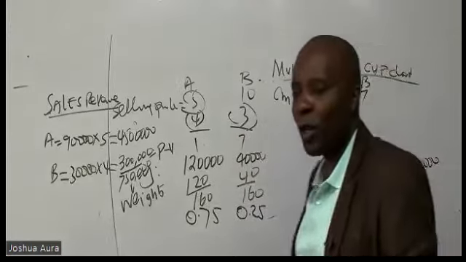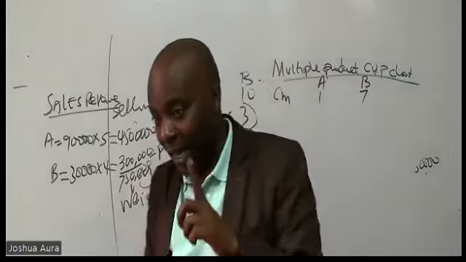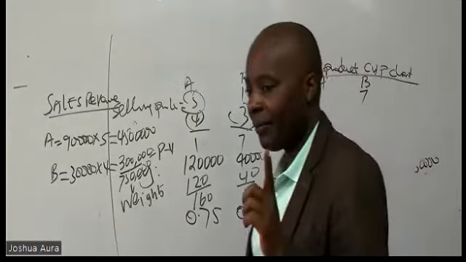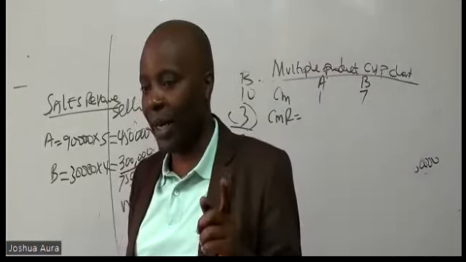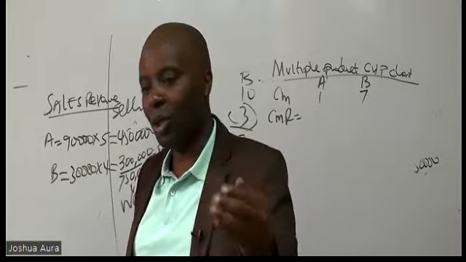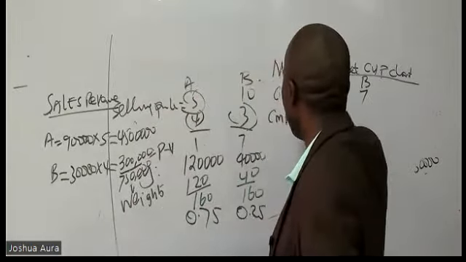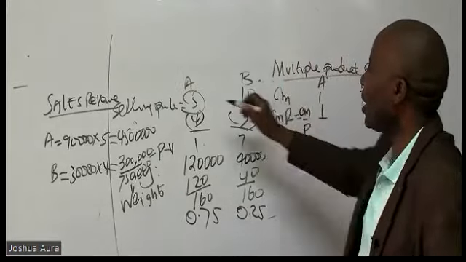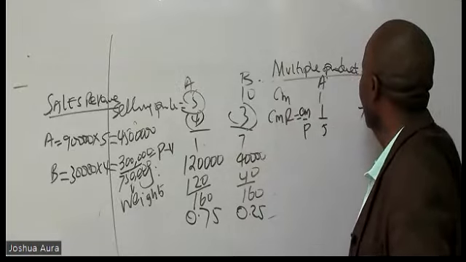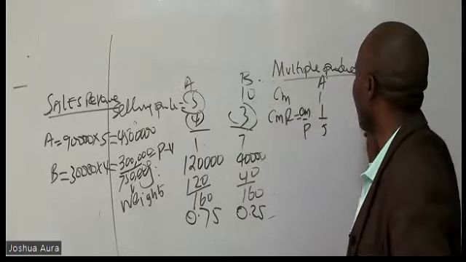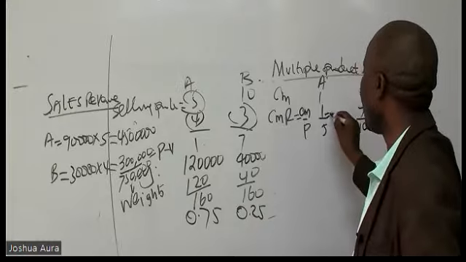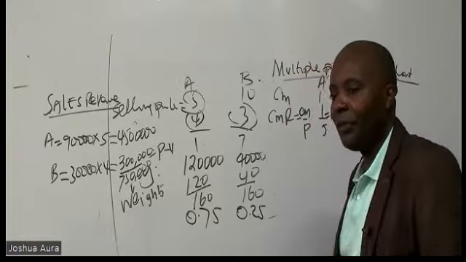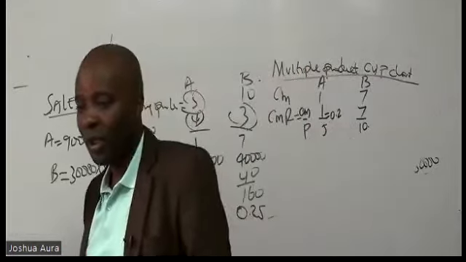And then step number 2, CMR. So come and give us CMR. Do you remember the formula of getting CMR? It is contribution margin over price, isn't it? So this one here will be 1 over the selling price, that is 5. This will be 7 over the selling price, which is 10. So could you kindly give me these decimals? I think the first one should be 0.2.